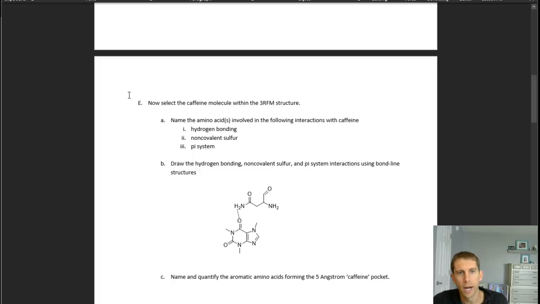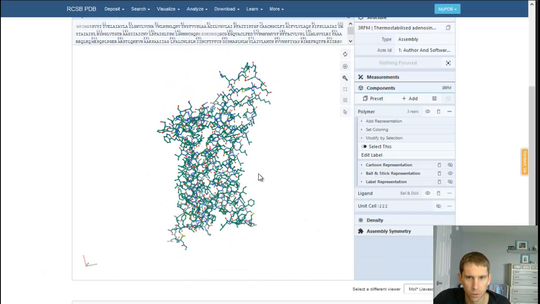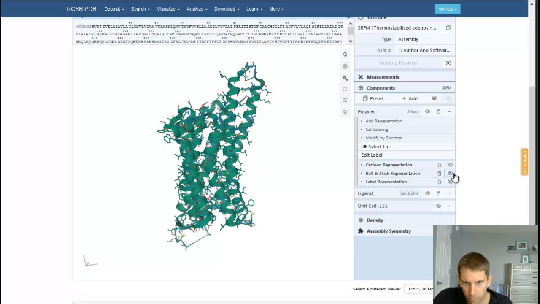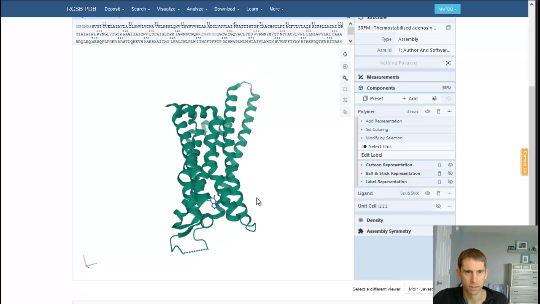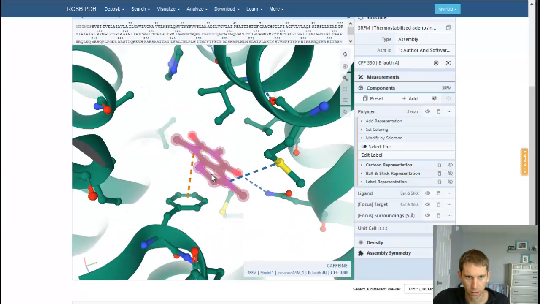All right, now we're asked to select the caffeine molecule within the 3-RFM structure. And we want to look at the interactions that different caffeine is having with other amino acids. So I'm going to double click again. That unselects everything. I'm going to go back to the cartoon representation, deselect the ball and stick representation of all the amino acids, and we want to zoom in on the caffeine. So I just clicked that and it zoomed in.